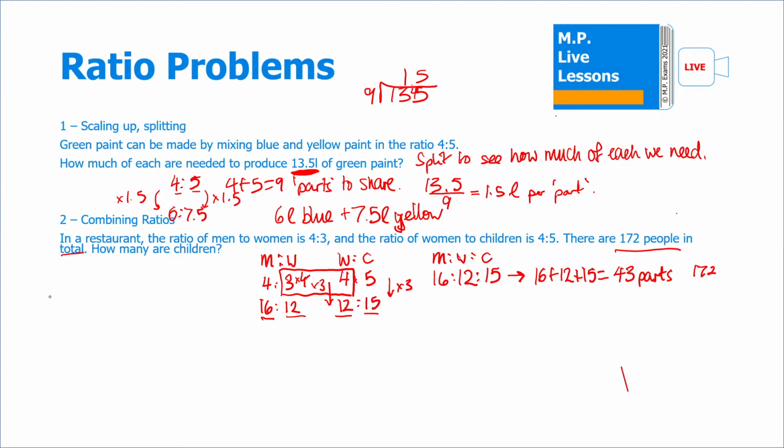And actually, we could try something. We could try 43 times 4. Let's test that out. Okay, perfect. So there are 4 people per part in the ratio. So we multiply each by 4. So what we get at the end is we only need to know the number of children. So we've got 60 children. 15 times 4 is 60.